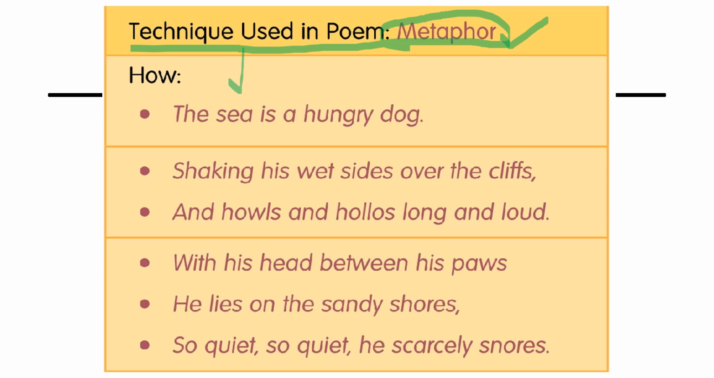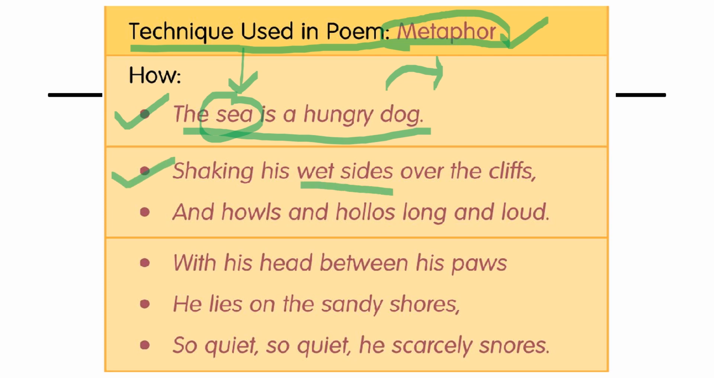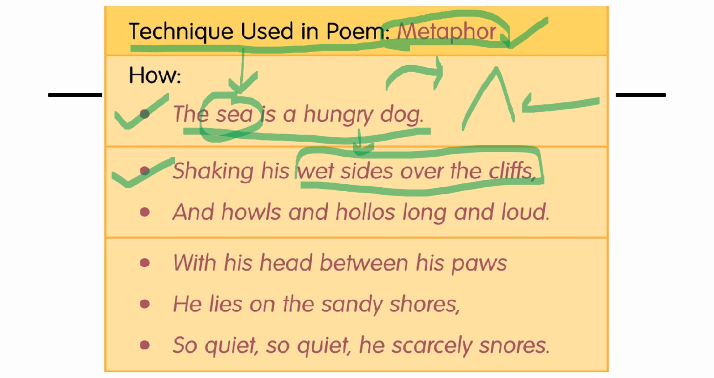What does this mean? Sea is a hungry dog. The poet is trying to create the image of a sea as a fierce dog. Fierce means somebody who is very dangerous, who is wild, untamed, unpredictable, any of these words. How is the poet doing it? First, he initially starts by saying the sea is a hungry dog. Then it says shaking his wet sides over the cliff. So what is a hungry dog doing? There is a cliff. The hungry dog is coming here and shaking its side and sprinkling water. That also shows the image of a hungry dog.